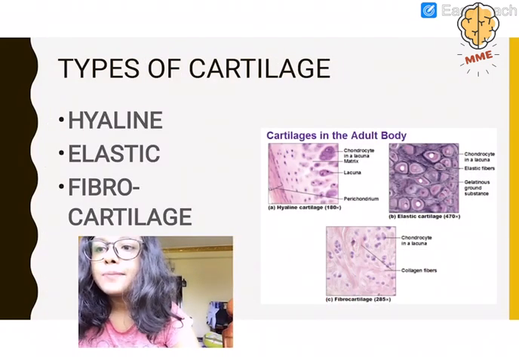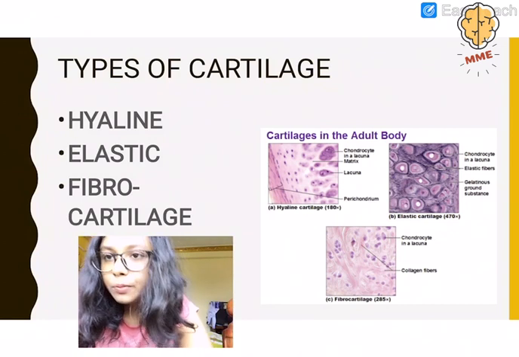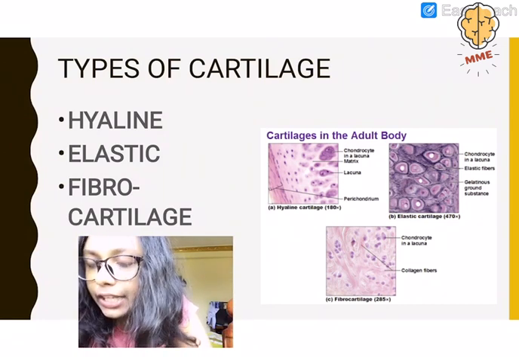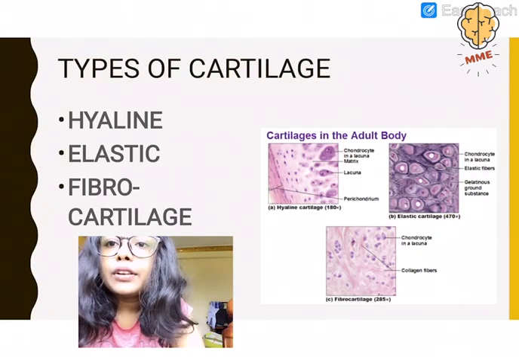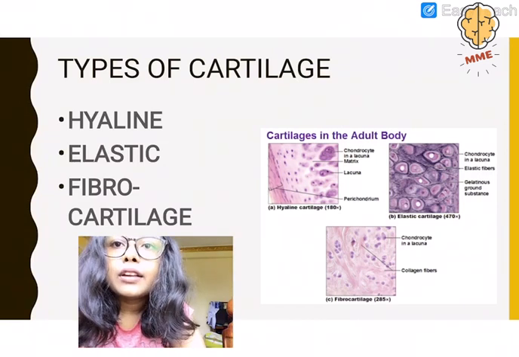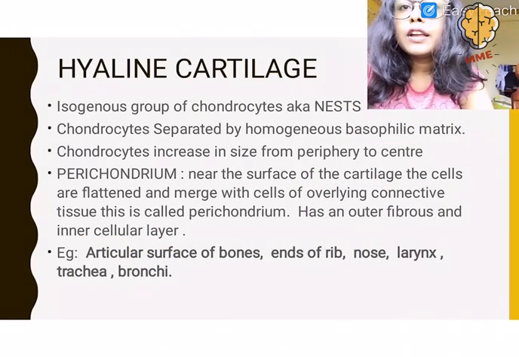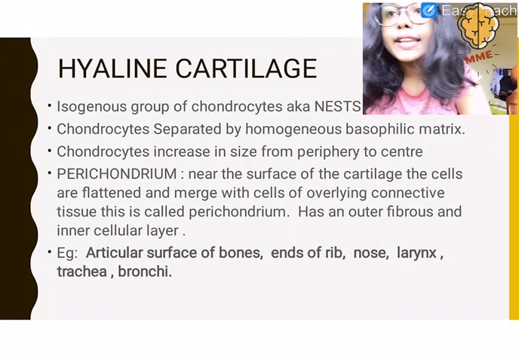So, types of cartilage. In an adult human body, we have 3 types of cartilage: the hyaline cartilage, the elastic cartilage, and the fibrocartilage. Now first of all, let's see what a hyaline cartilage is.